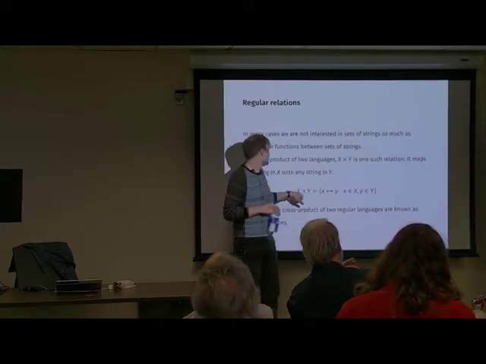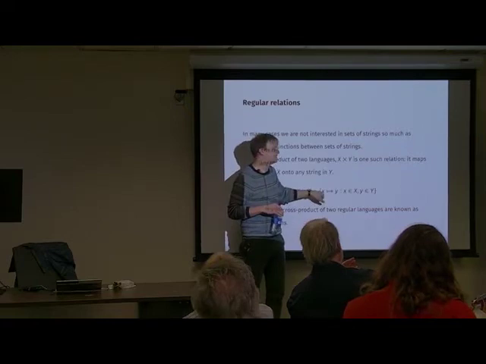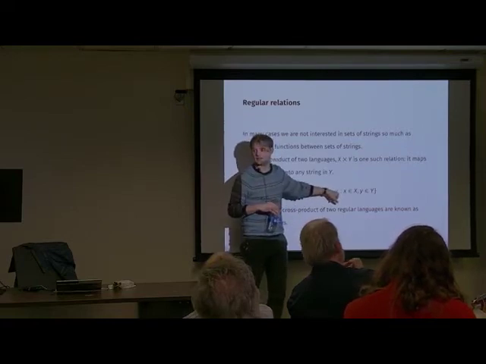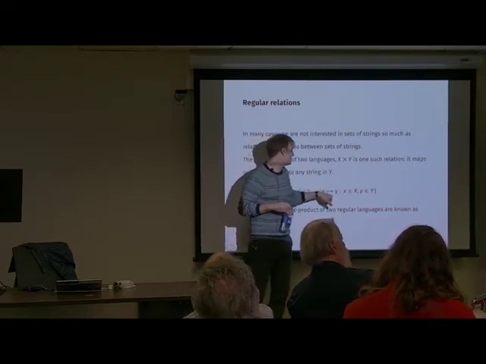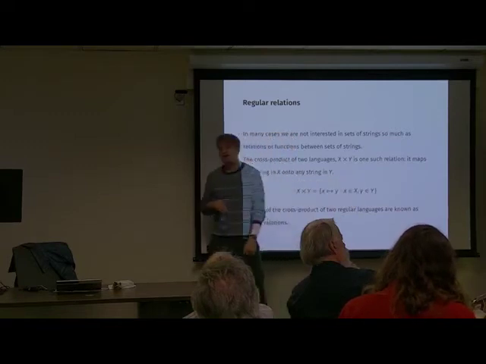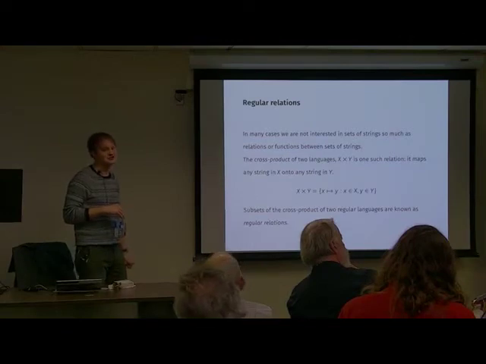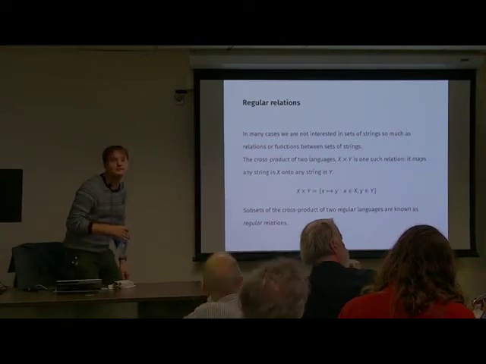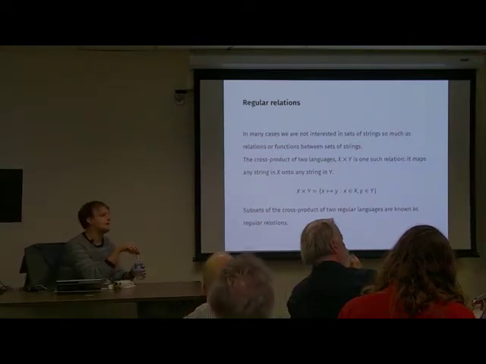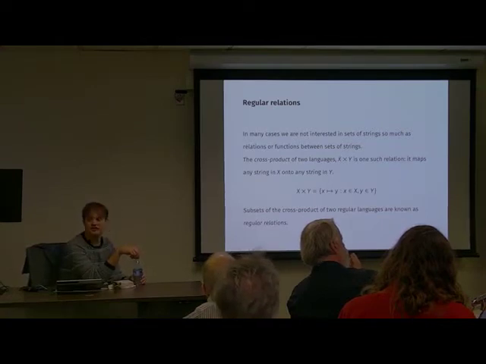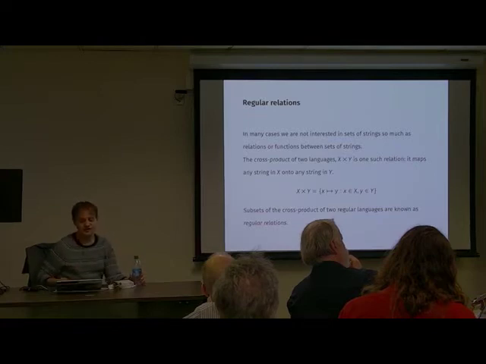And so this says X cross Y contains every pair of every little x in X onto every little y in Y. So if I just have two sets, this allows every element in the first set to map to every element in the second set. Subsets of this cross product of two regular languages are known as the regular relations, or sometimes called the rational relations as well. Those terms are interchangeable and are very useful for us.